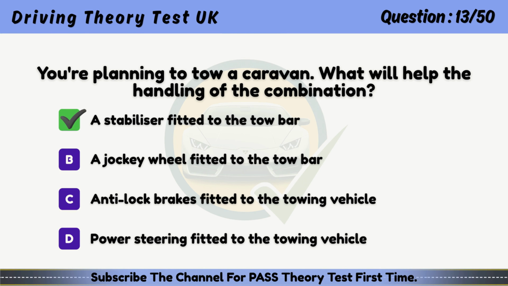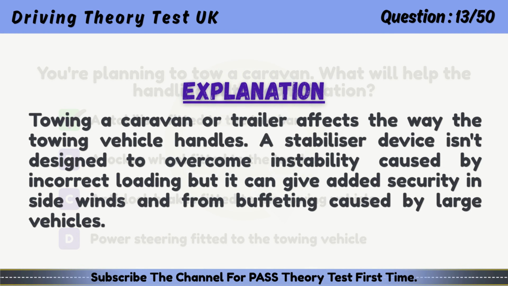Answer is A. A stabilizer fitted to the tow bar. Towing a caravan or trailer affects the way the towing vehicle handles. A stabilizer device isn't designed to overcome instability caused by incorrect loading, but it can give added security in side winds and from buffeting caused by large vehicles.